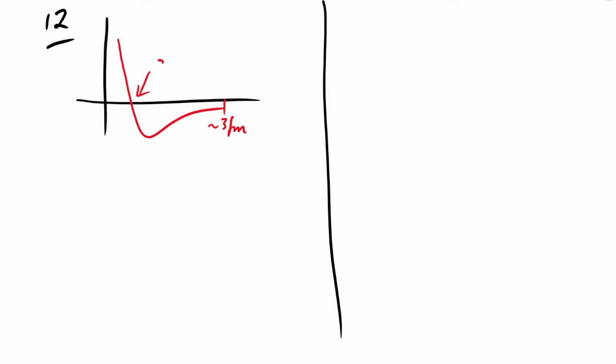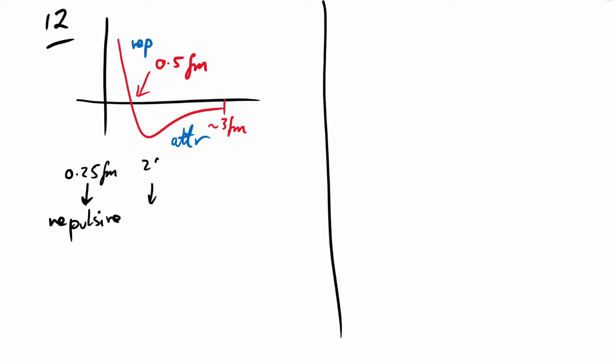12. Which graph describes the strong nuclear force? So we know the graph looks like this, and the range is about 3 to 4 femtometers, and it changes from being attractive to repulsive at about half a femtometer. It is repulsive here and it is attractive here. So at 0.25 femtometers it should be repulsive because it's of course below that 0.5. At 2 femtometers it should be attractive, that's about here, maybe slightly to the right, but whatever. At 8 femtometers it's negligible because it's all the way over here and the range does not extend that far.